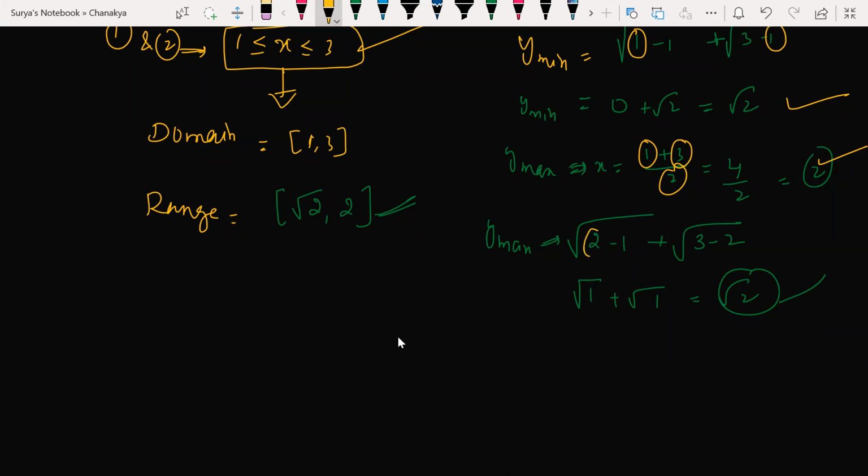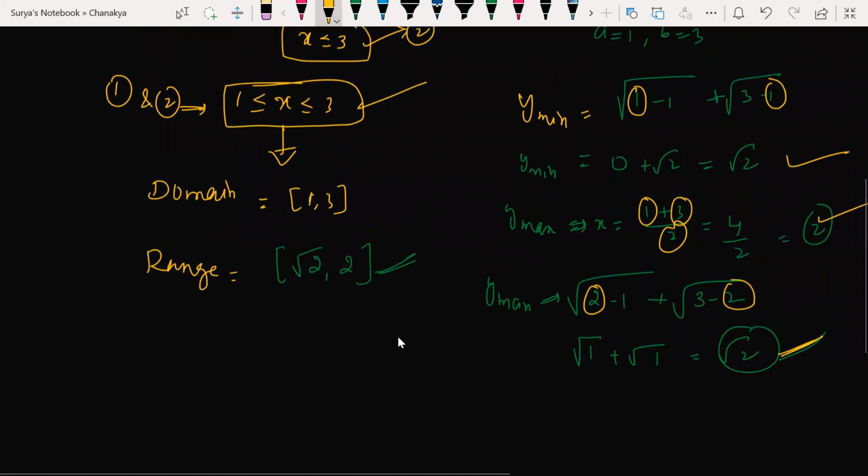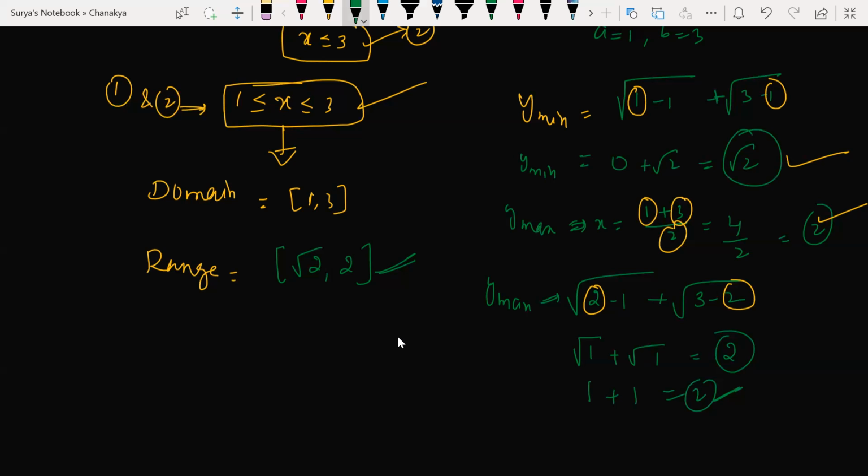I took 2 here and substituted here. So X minus 1, 3 minus X. So 1 plus 1, square root of 1 plus square root of 1. Sorry, 1 plus 1 is what? 2, not root 2, 2 simply. Because square root of 1 is 1, square root of 1 is also 1. So 2. Correct? So minimum value is root 2, maximum value is 2. That's it. That is my answer.